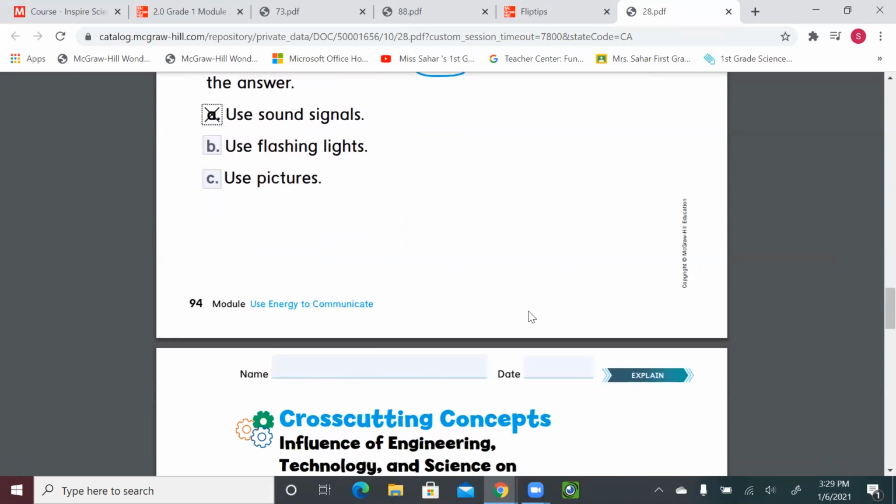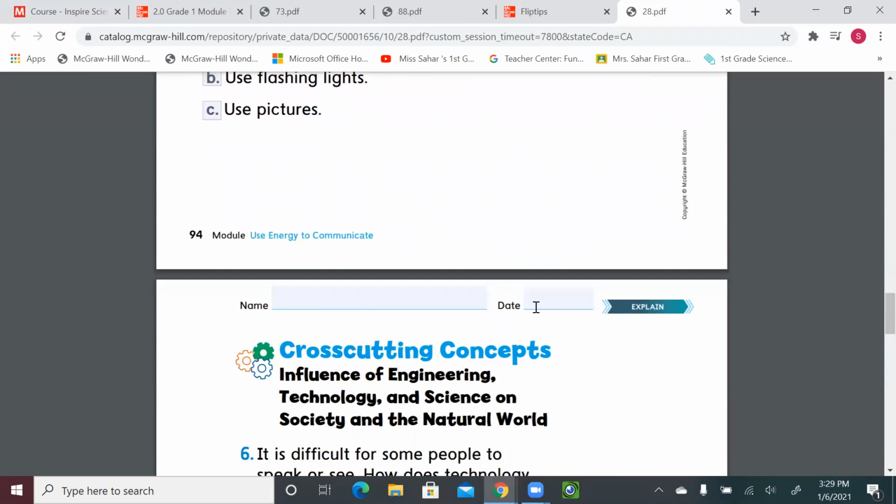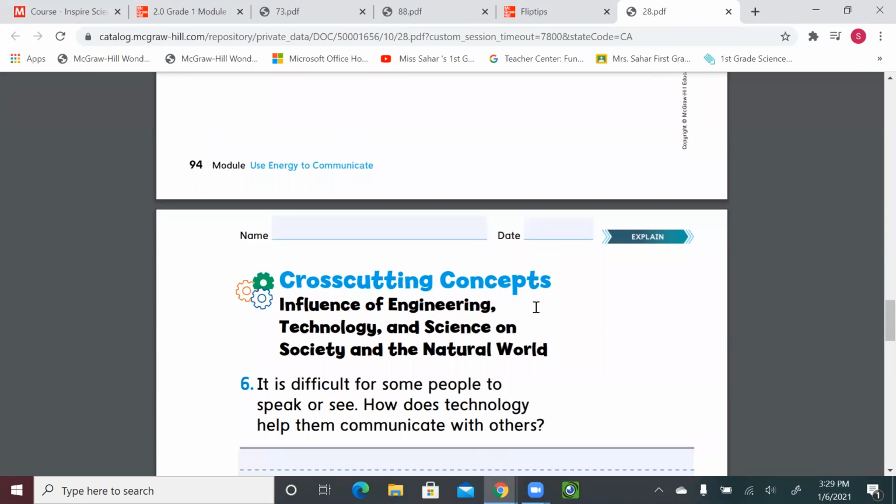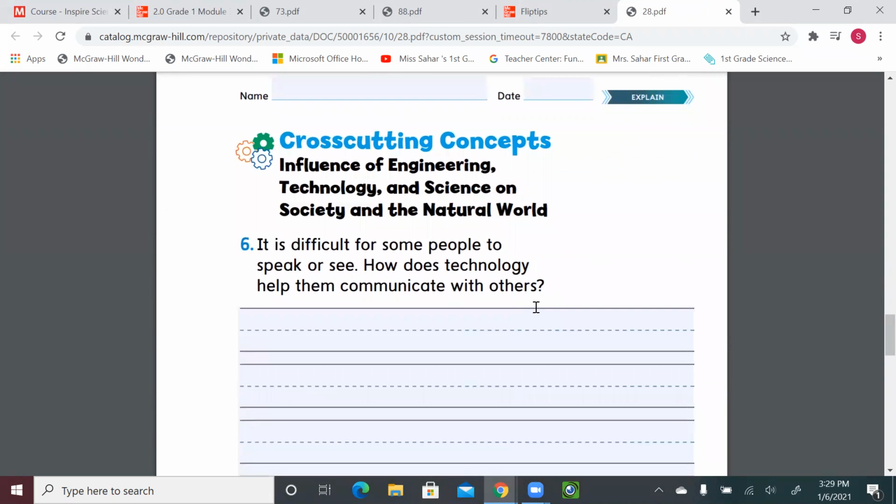All right, let's go to the next page. Page 95. Cross-cutting concepts: influence of engineering, technology, and science on society and the natural world. It's difficult for some people to speak or see. How does technology help them communicate with others?